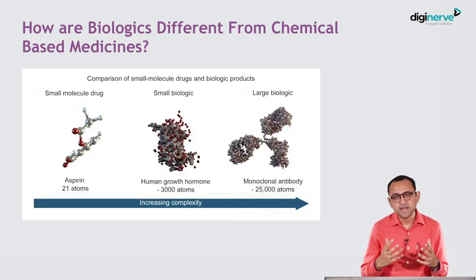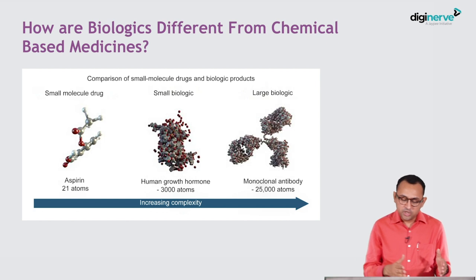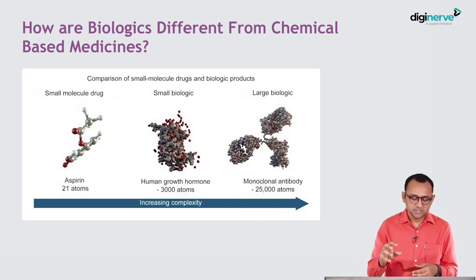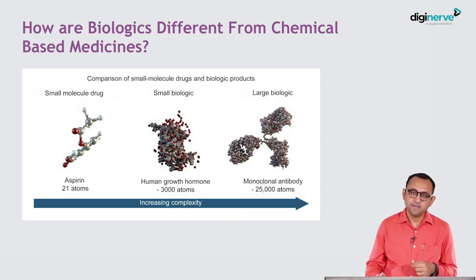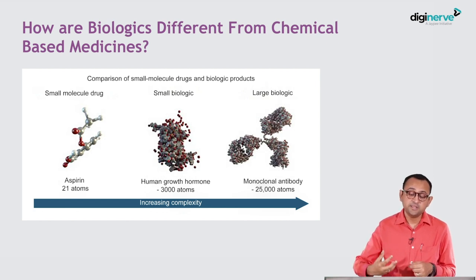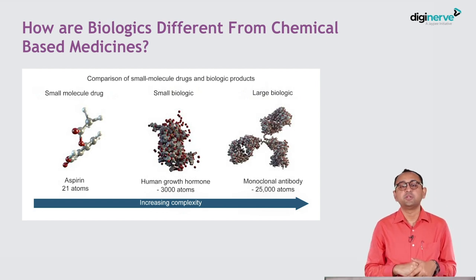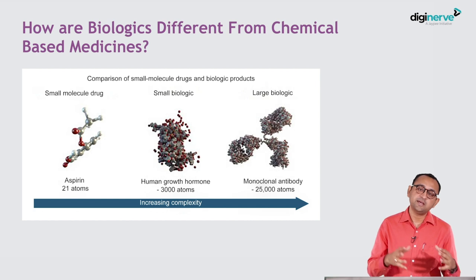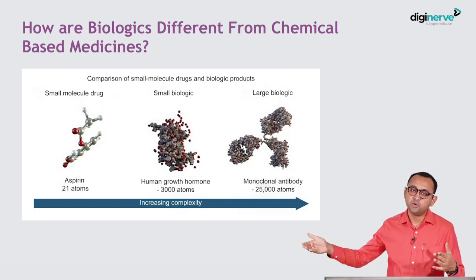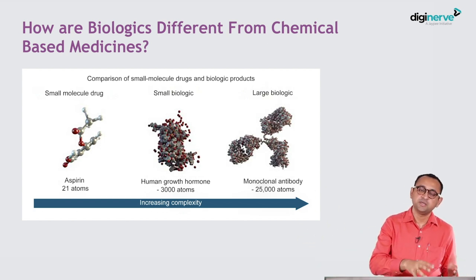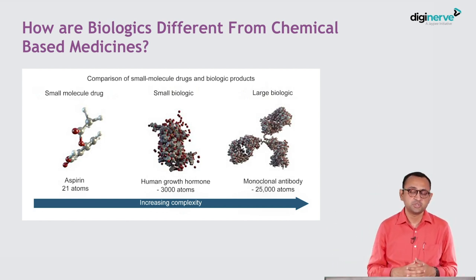Let us understand how they differ from chemical-based medicine. Already we had discussed that small molecule drugs are much smaller. Then we get some small biologics like growth hormone, then large biologics like monoclonal antibodies. Insulin is smaller than human growth hormone, so we can say it is the smallest biologic among these three, whereas a monoclonal antibody contains more than 25,000 atoms and is a huge molecule.